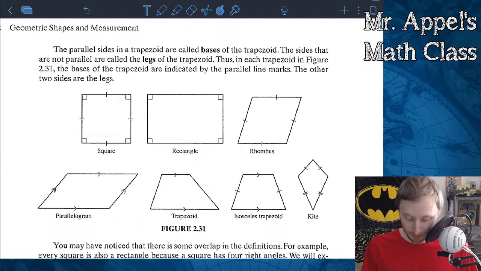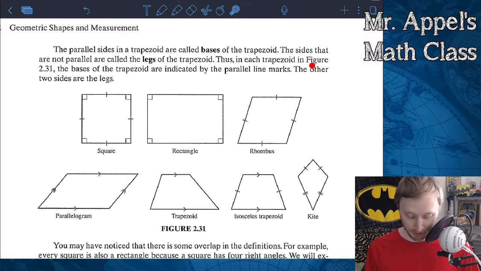All right, here we go. There is the picture. So we'll go ahead and illustrate each of those definitions. The parallel sides in a trapezoid are called bases of the trapezoid. The sides that are not parallel are called the legs of the trapezoid. So right down here: base and base, leg, leg. And even in the isosceles, base, base, leg, leg.